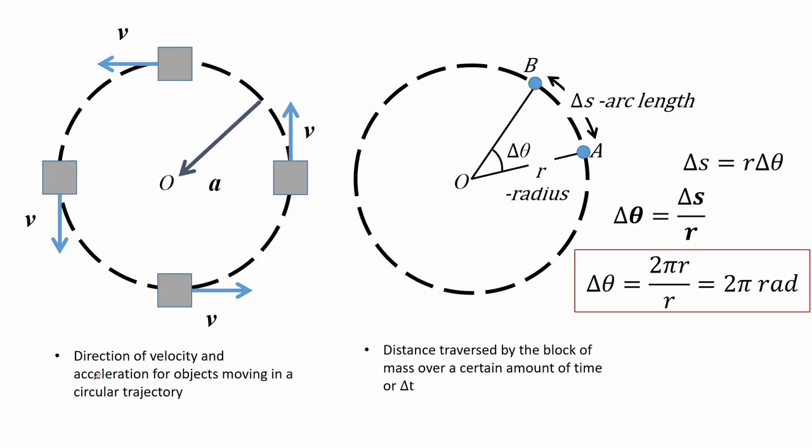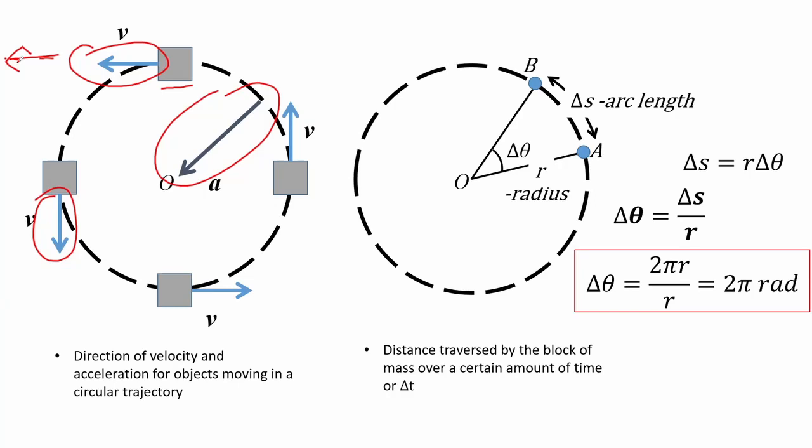Here we have a block of mass moving in a circular path. We see that its velocity is perpendicular to its path at all points, while its acceleration is directed towards the center. When the block of mass is suddenly unconstrained from its path, it will be shot out and its direction will be straight and the same as that of the velocity that was tangential to the circular path.